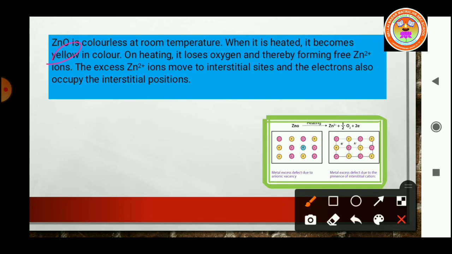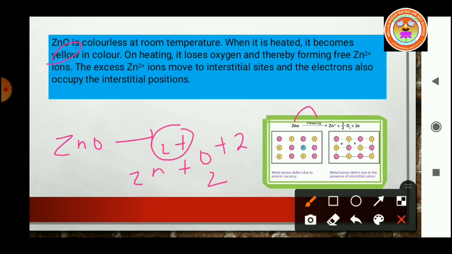See the equation: ZnO, if you are heating, is converted into Zn2 plus and oxygen. Zn 2 plus is equal to 2 electrons, isn't it? Here there is only 1 oxygen, so how to balance this oxygen? Shall I put a half? So the equation gets balanced. ZnO is colorless at room temperature, but when it is heated, it becomes yellow in color, isn't it? So on heating, which one is lost?